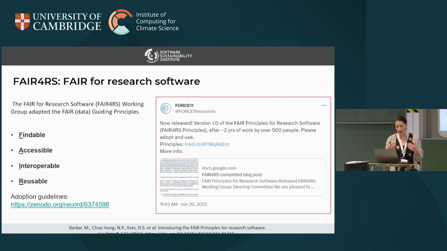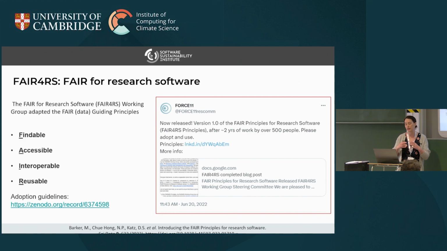So the FAIR principles for data came along in about 2016, and you know what data can do, research software can do, you know, better even. So then FAIR for Research Software came along. FAIR for Research Software is a really interesting project. It was developed as a huge community engagement idea.